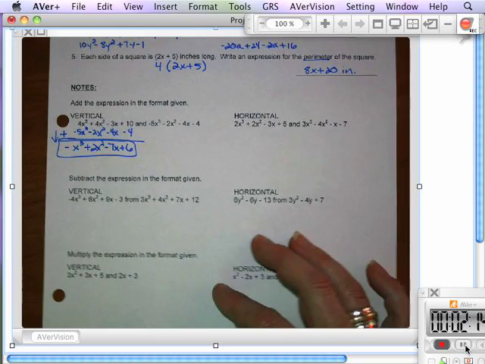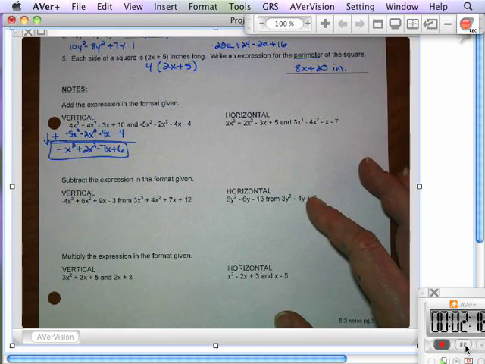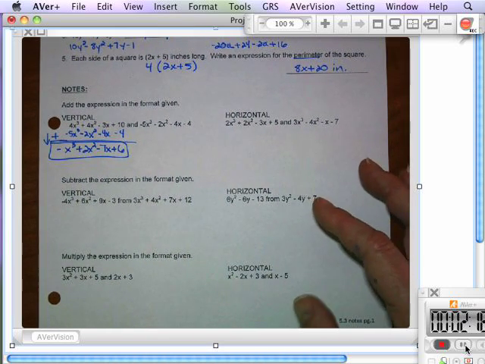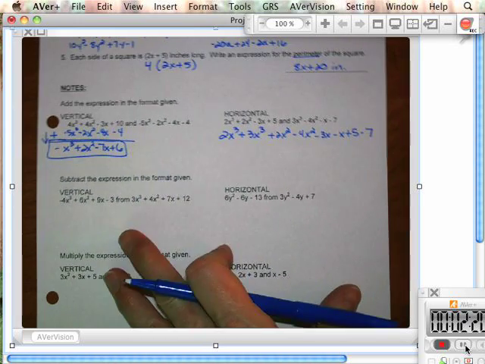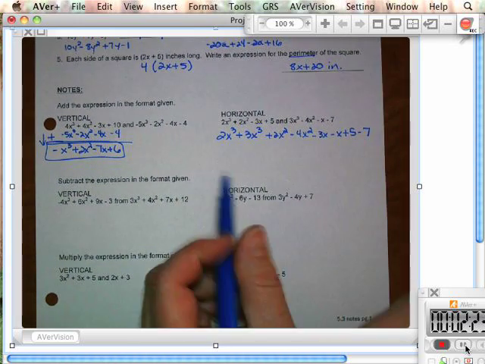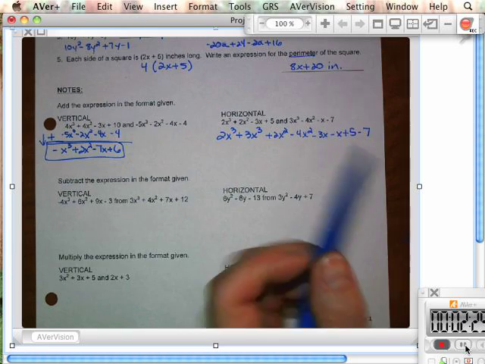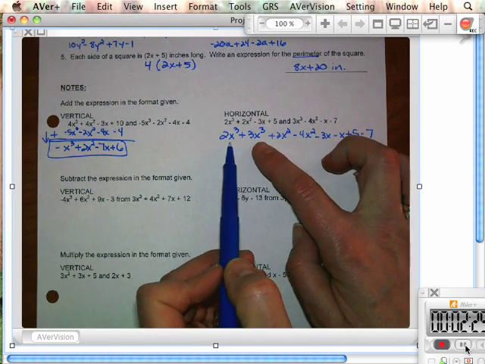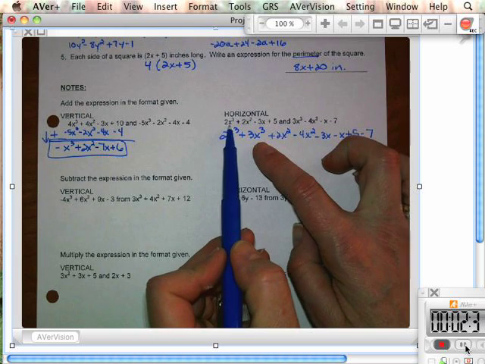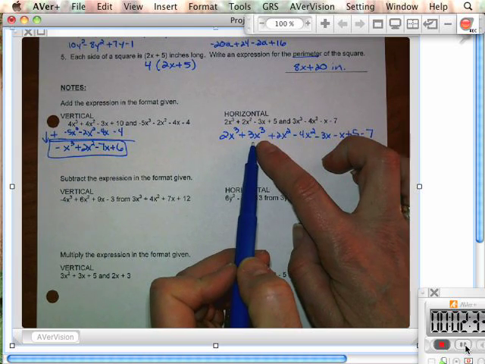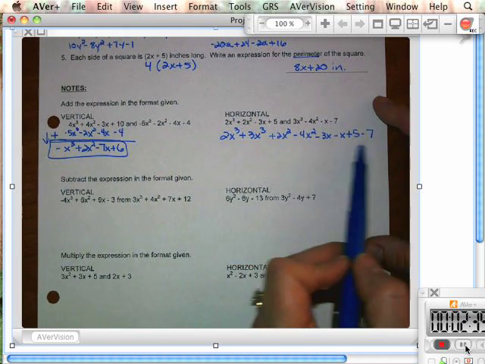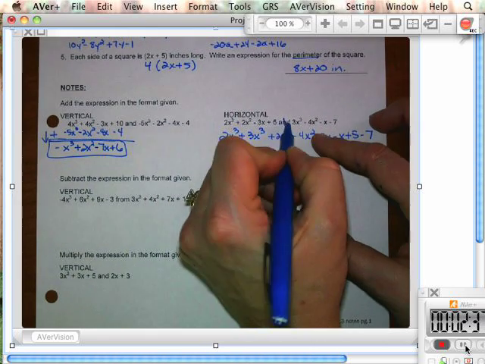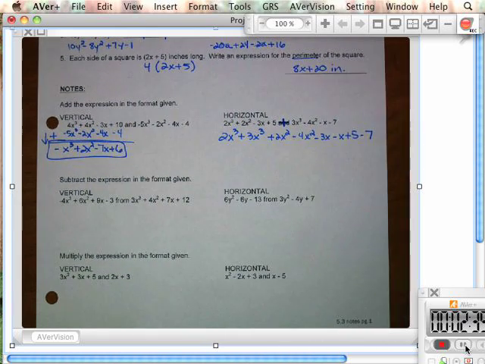All right, let's do this again. Horizontal is a little bit different. Okay, so horizontal means you just kind of add them straight across. So what I did was I combined the terms that were alike and put them next to each other. So I had a positive 2x cubed and a positive 3x cubed. You don't really have to write this all out. If you can just imagine that this is a plus sign here, and then just combine like terms.